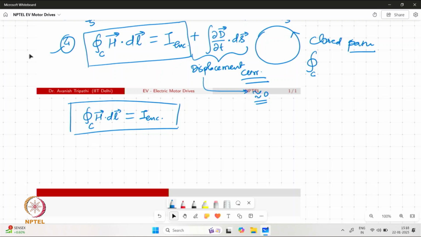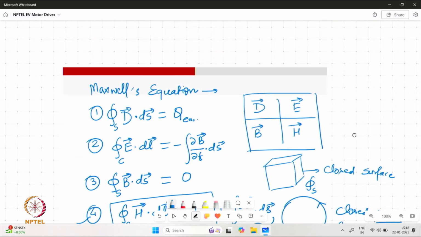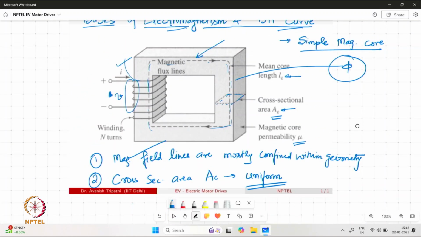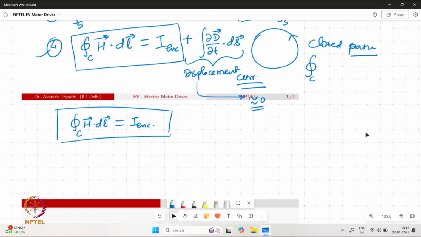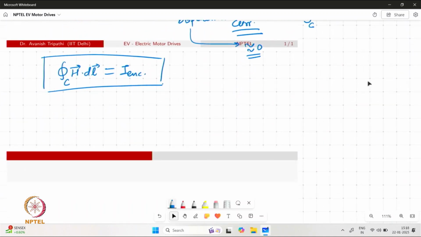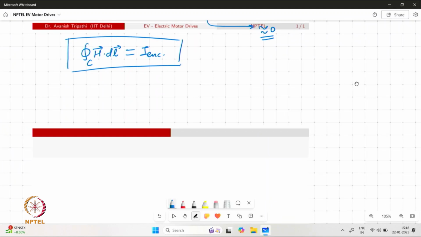Now, because our path is very much aligned along the magnetic field lines, the field lines are also aligned along this path. So H dot dl is going to be a simple product of H and the differential length. So this can be simplified to H times the mean length, which is given as Lc for the core, is equal to I enclosed.